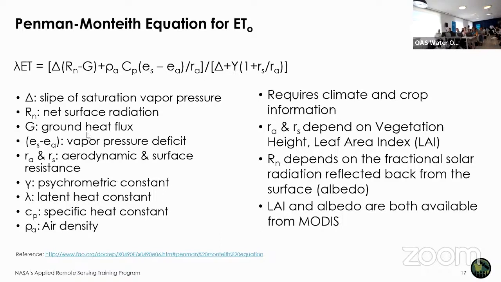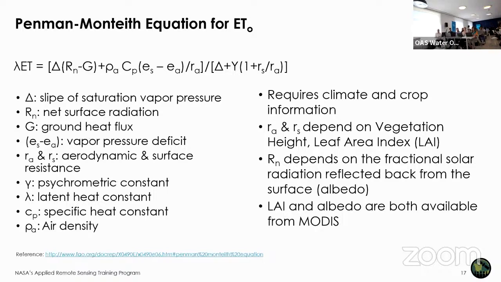We need to know your vapor pressure deficit, the net surface radiation, how much energy is coming in from the sun. So you need to know cloud cover. You need to know time of year, what your solar angle is. You need to note the air temperature. There's some constants in here.